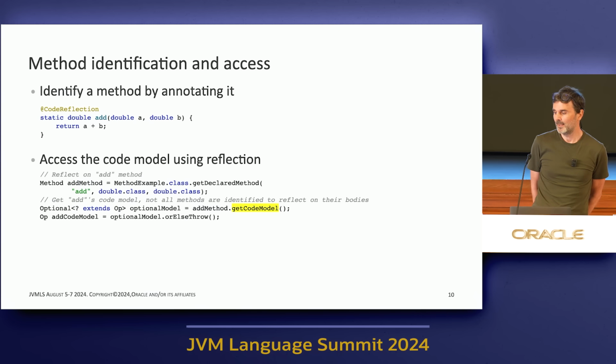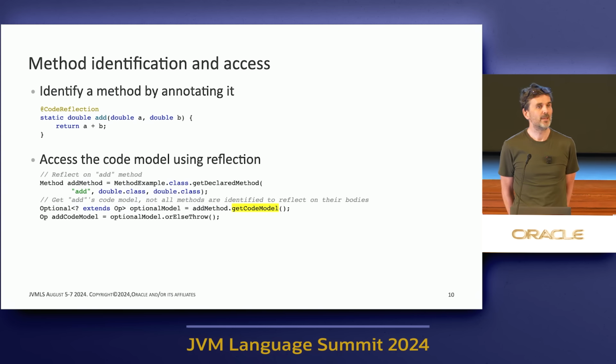So let's get into how we identify methods that can be reflected over. We identify a method by annotating it. We've got a very simple method here, purely because we can fit it on the slide: an add method that adds two numbers together. If we want to reflect over this and get access to its content, the code, we annotate it with @CodeReflection, like so.